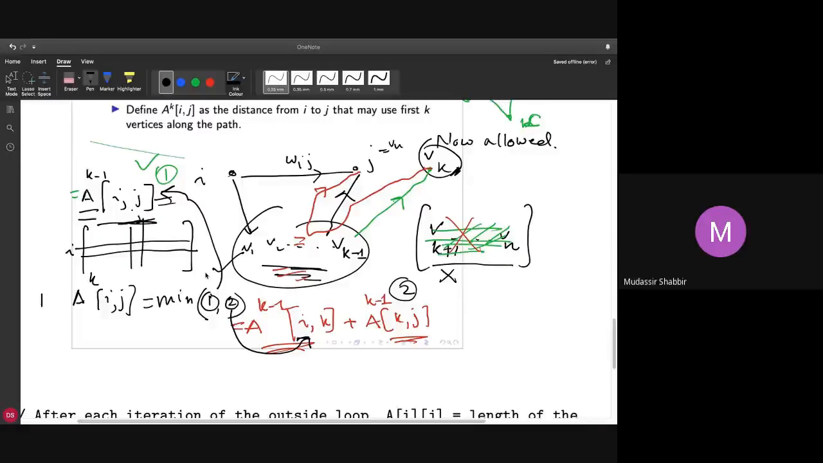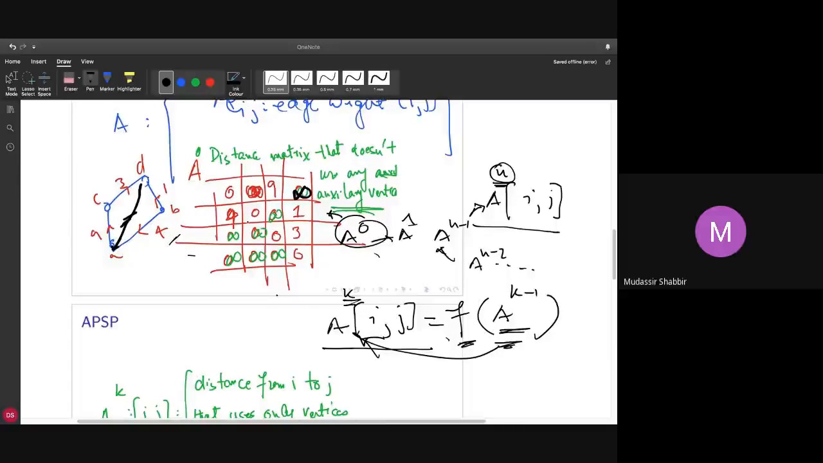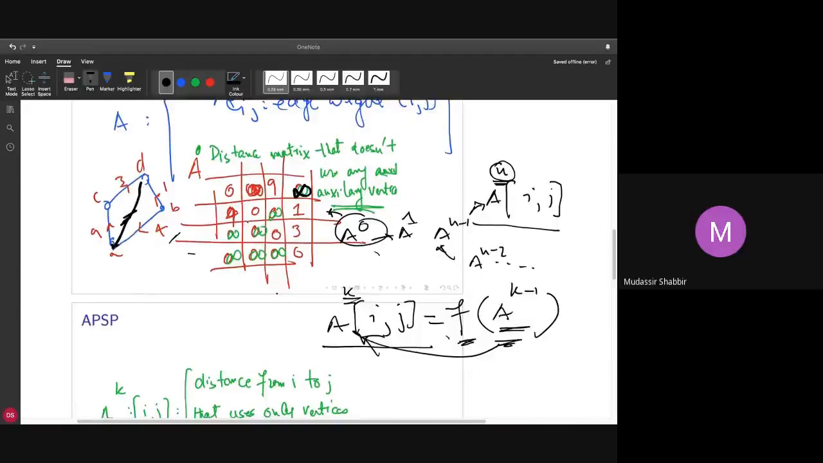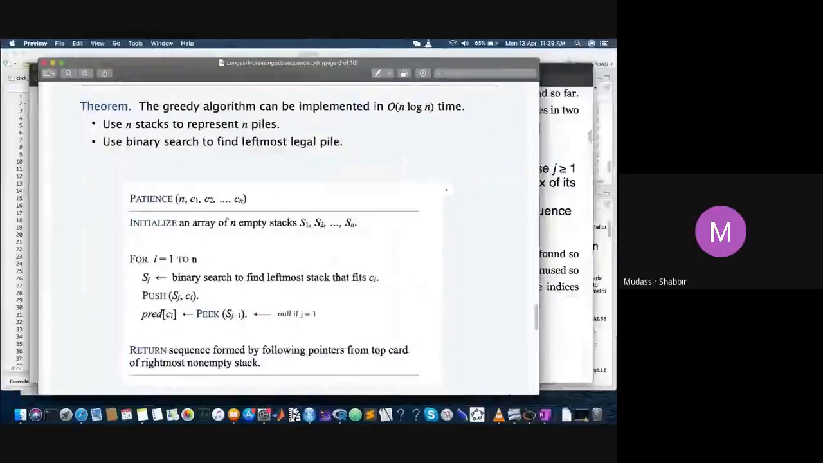Okay, so in the beginning this would be just A0, जो हमारे पास ये वाली matrix थी. From here I would compute A1, right? उस केस में I would just have i, j, and then I would have one other vertex, which would be v1. Okay, and then I would compute A2, which would have v1 here and v2 here. Okay, and so on.